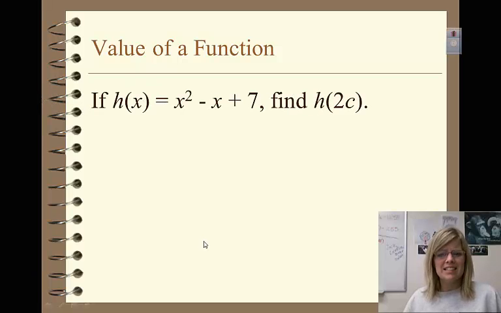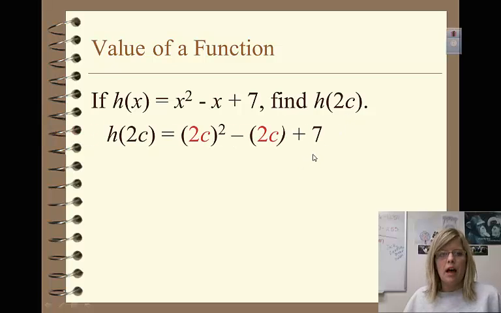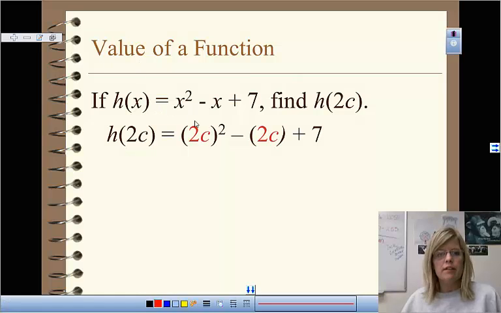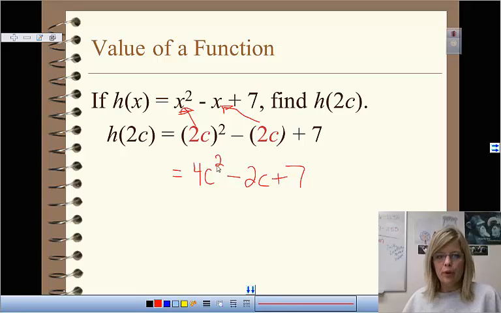Alright, let's say I had a number with a variable, and I still needed to find the value of the function. Same concept. I'm going to replace 2c in for every x value I had. Same concept, nothing new. So if I had 2c squared, well, what's 2c squared? Okay, what's 2 times 2? 4. What's c squared? c squared minus 2c plus 7. Now, can I go any further? No, because these aren't like terms, right? So my answer would just be h of 2c equals 4c squared minus 2c plus 7.